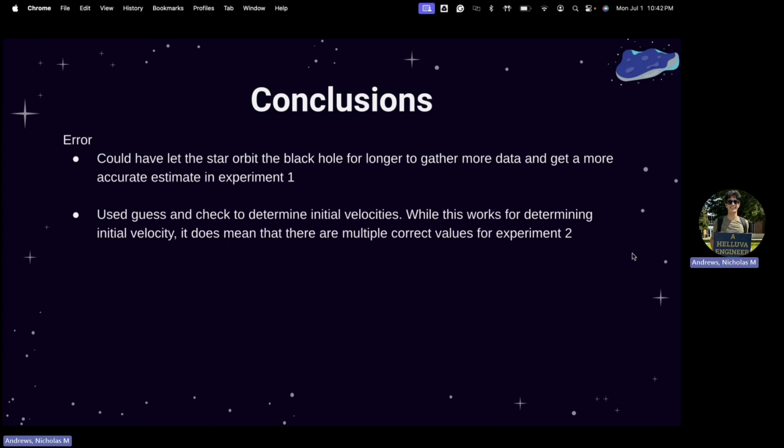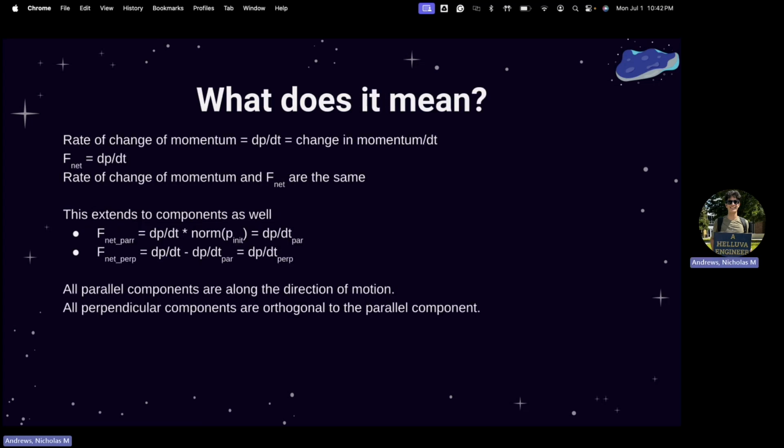Conclusions. Errors. In experiment 1, letting the star orbit the black hole for a longer period could have provided more accurate data. In experiment 2, we used guess and check to determine initial velocities, meaning there could be multiple correct values. What does this mean? The rate of change of momentum is equivalent to the net force. This principle extends to the parallel and perpendicular components of the forces as well.